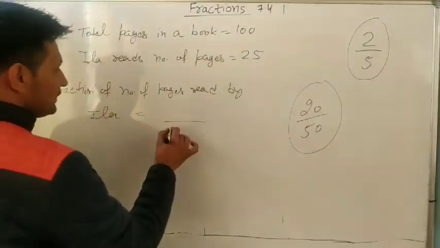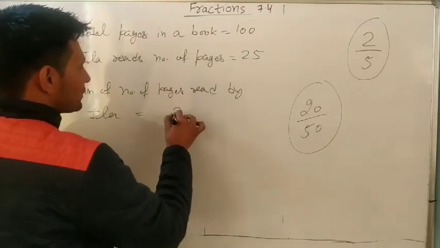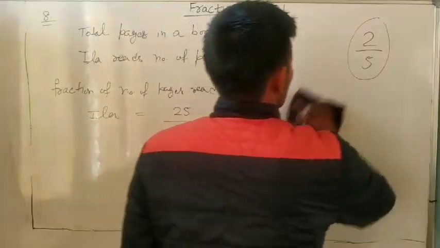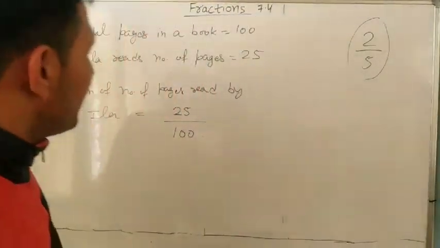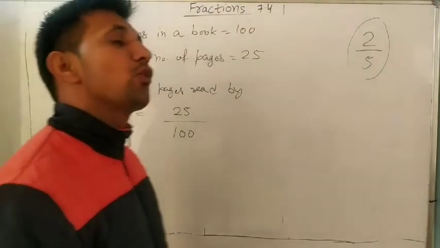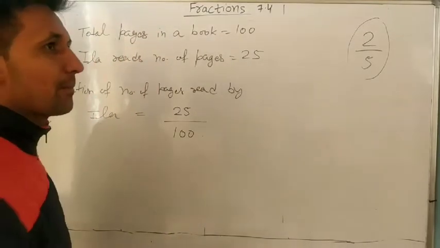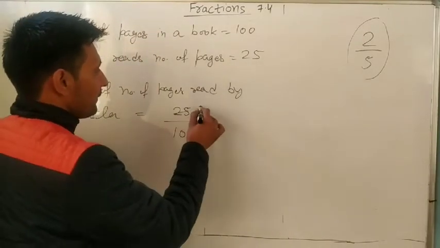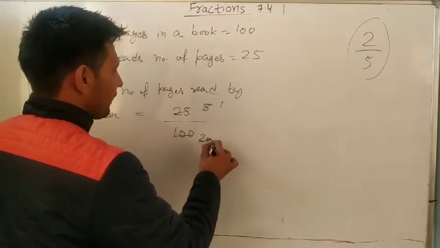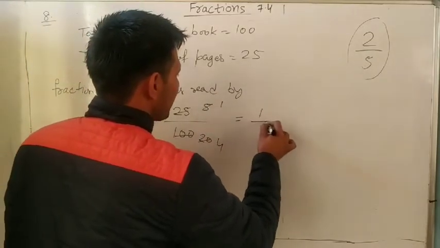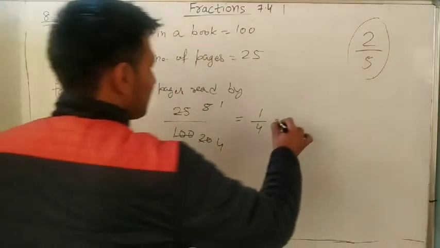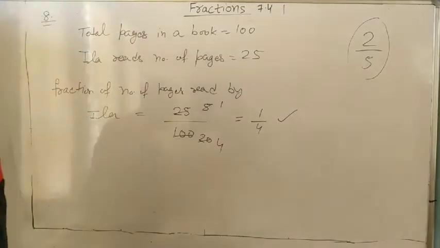Same as total marks, the total pages are 100. How much? See, Ela read 25. So 25 by 100. We can write it in simplest form. Simplest form means there is no common factor in numerator and denominator except 1. So we will cut by 5: 5 times 5 is 25, 5 times 20 is 100. So how much fraction was read by Ela? 1 upon 4.